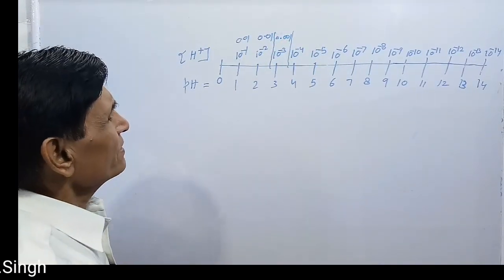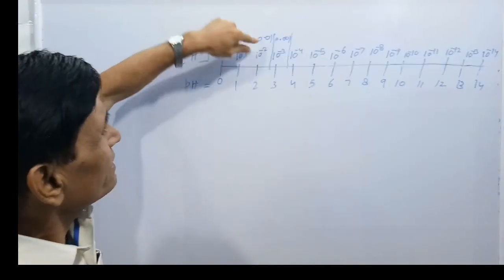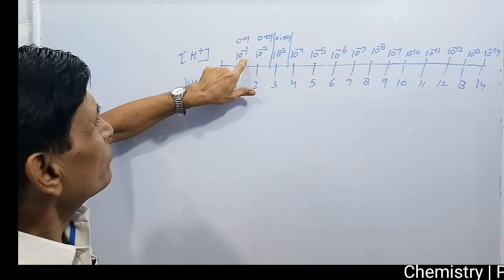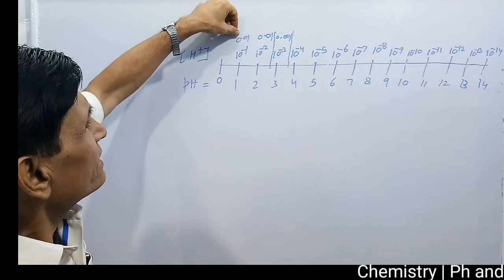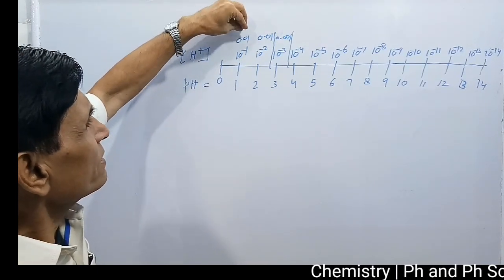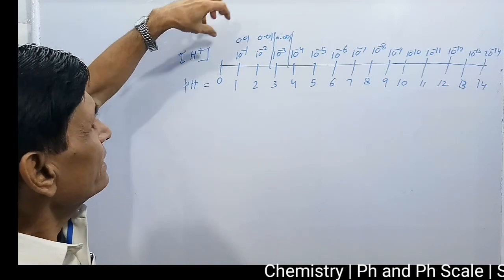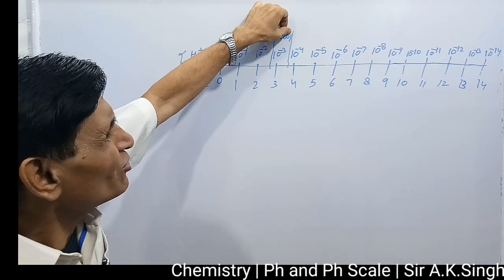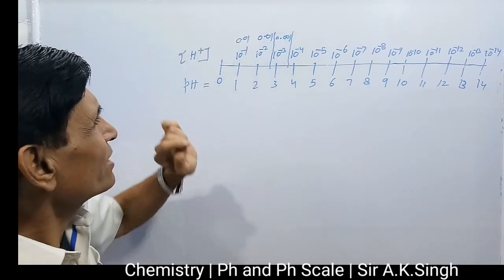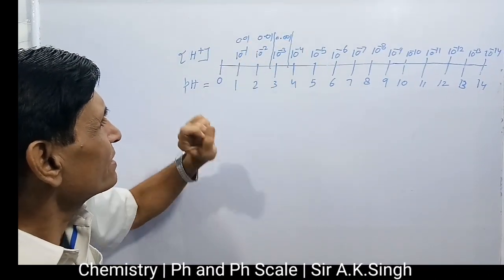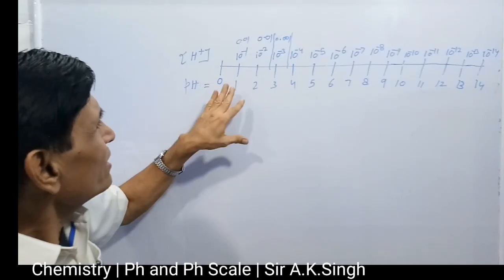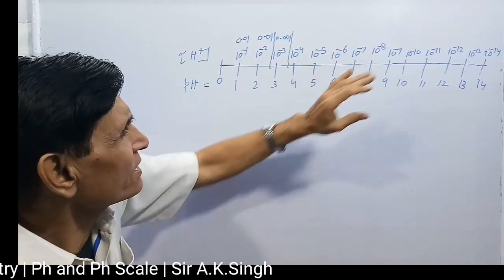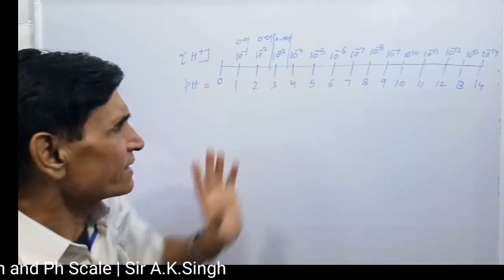Which one is bigger, 10 to the power minus 3 or 10 to the power minus 1? 10 to the power minus 1 is bigger. A solution containing 0.01 mole per liter of hydrogen ion is more acidic than the solution containing 0.001 mole per liter of hydrogen ion, because it is smaller than this. Hence, for lower value of hydrogen ion concentration, the pH value will be greater.